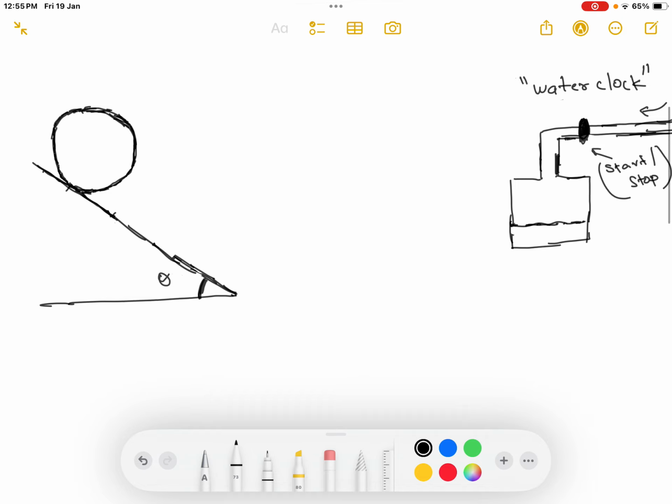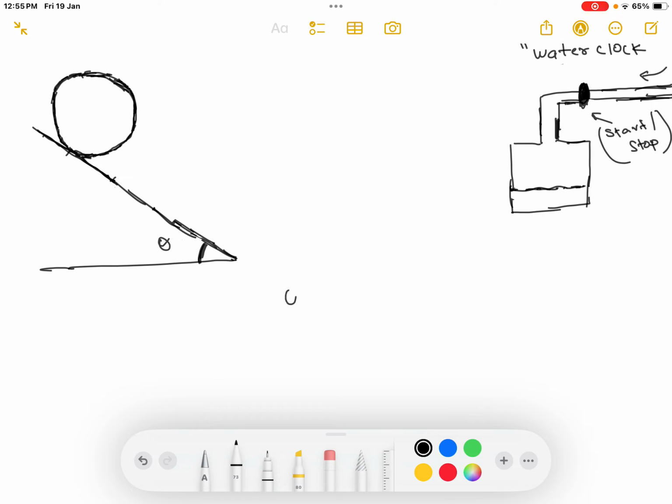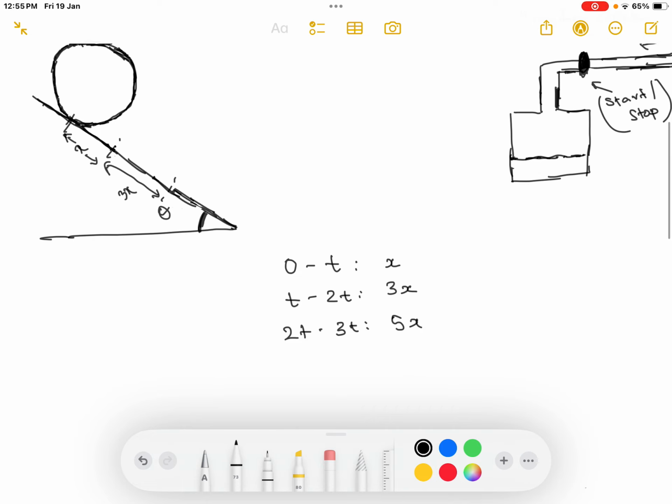What he noted was that, let's say, between time interval 0 to t, the body moved the distance x. Then in t to 2t, it seems to move 3x. And then in 2t to 3t, 5x, and so on.